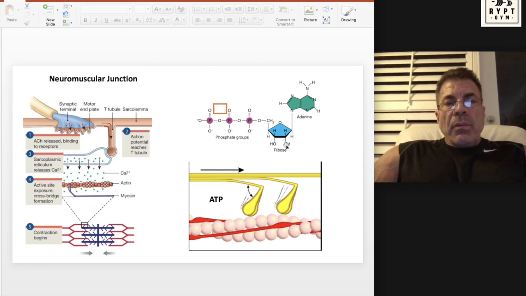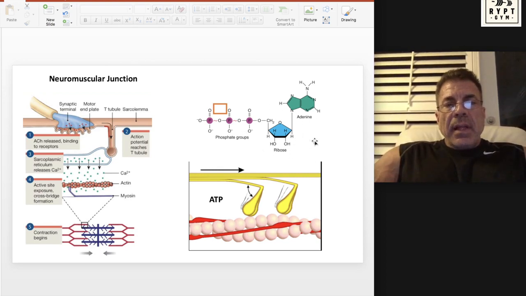Just to give you a little more information, we've talked about ATP a lot previously. The molecule is made of adenine, ribose, which is a sugar, and the three-phosphate group. So the cleavage of this bond is what releases the energy.